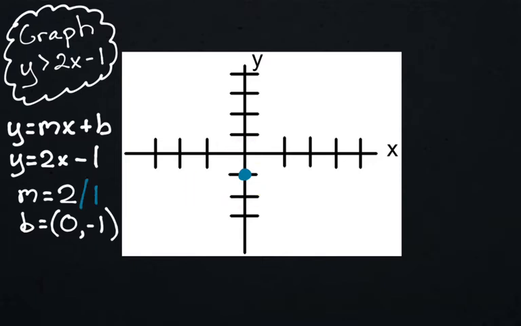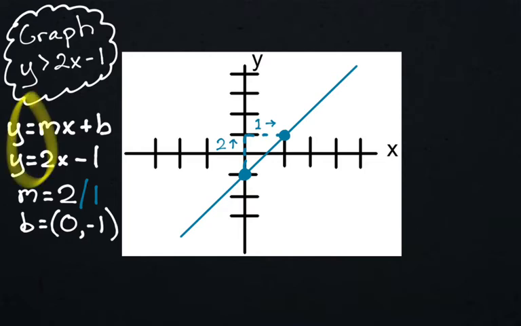And then in order to do the slope, well, it does say 2, but we want to think of that as 2 over 1, which goes along with the concept of rise over run. We go up 2 units, 1 unit to the right, and that gives us our next dot that we can then draw a line through.